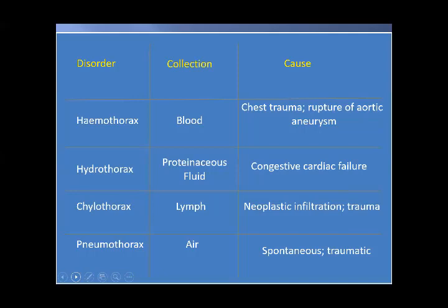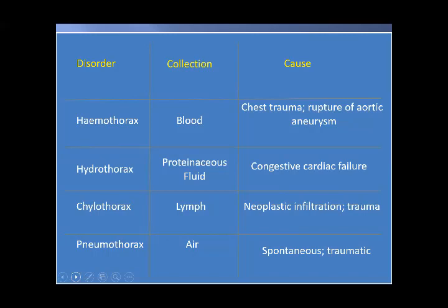So there is a potential space between the parietal pleura and the visceral pleura, and if any collection of fluid is there, it is called pleural effusion. It can contain different things, like hemothorax. There is blood present between the two layers of the pleura, and this blood can come from chest trauma, rupture of an aortic aneurysm, or sometimes due to malignancies.